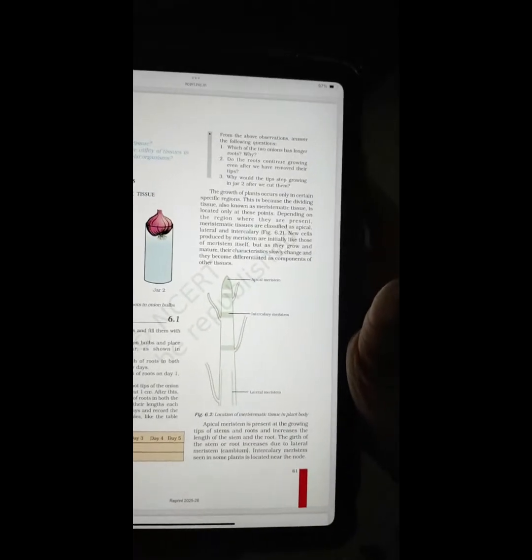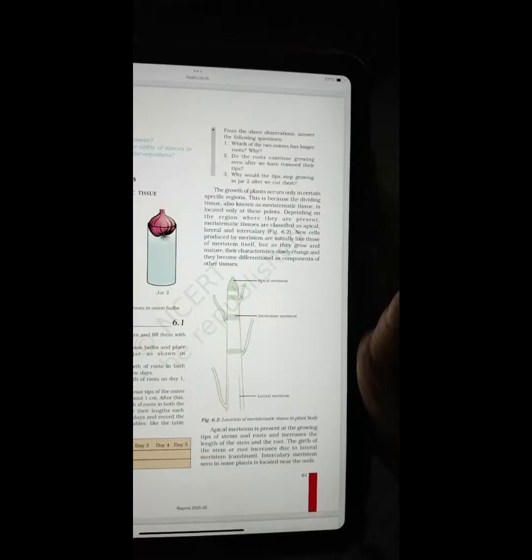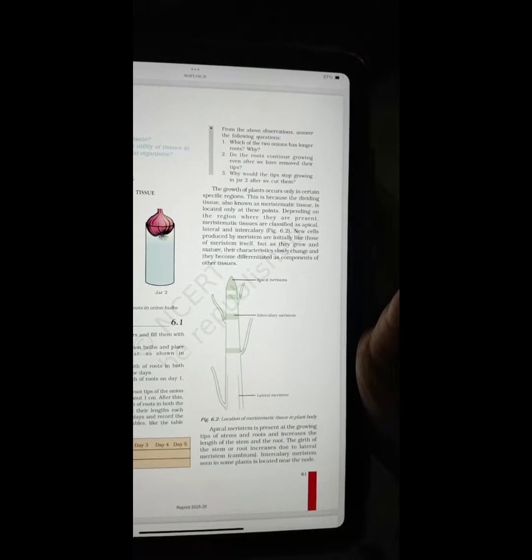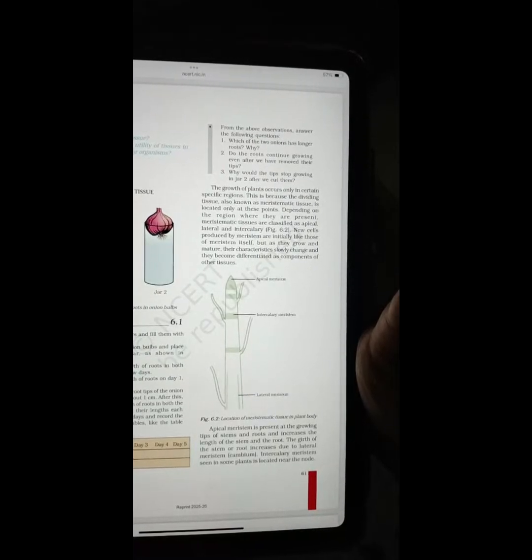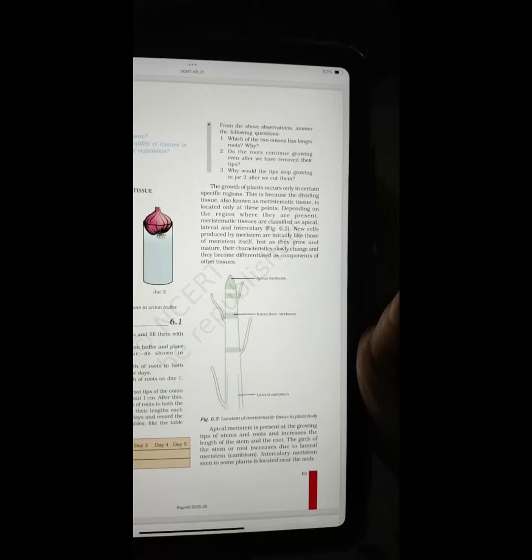Let's move on to this side. From the above observations, answer the following questions. Question number 1: which of the two onions has longer roots and why? Second, do the roots continue to grow even after we have removed their tips? Question 3: why would the tips stop growing in jar 2 after we cut them?